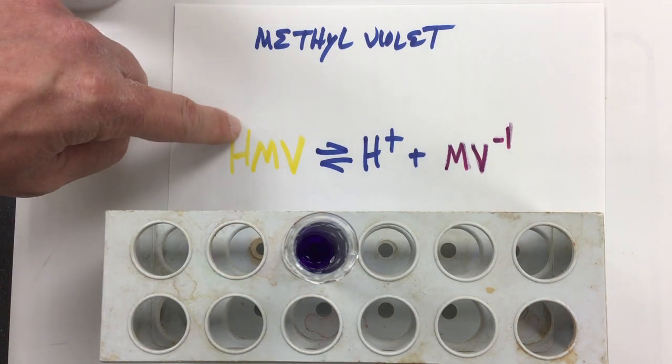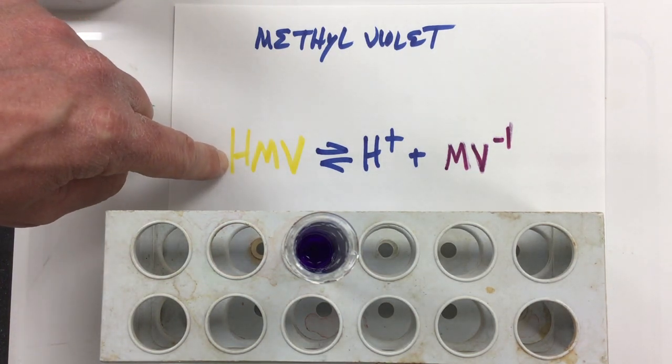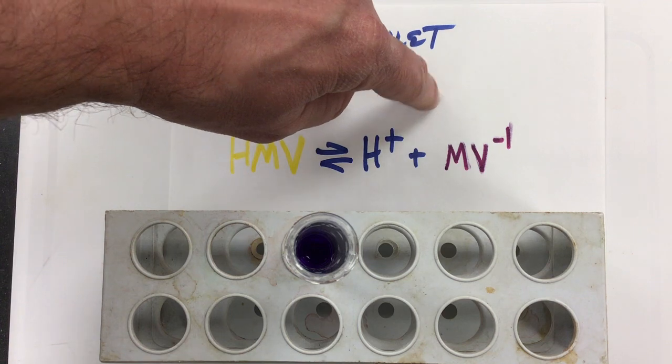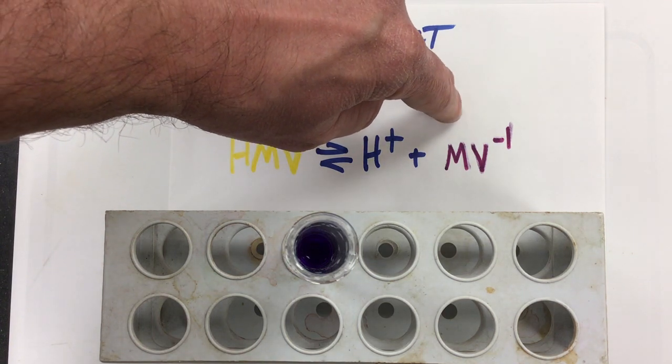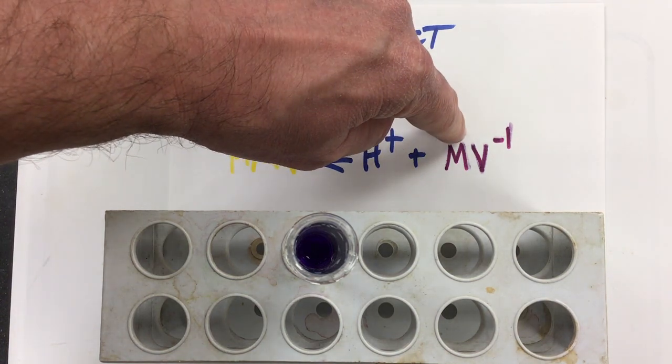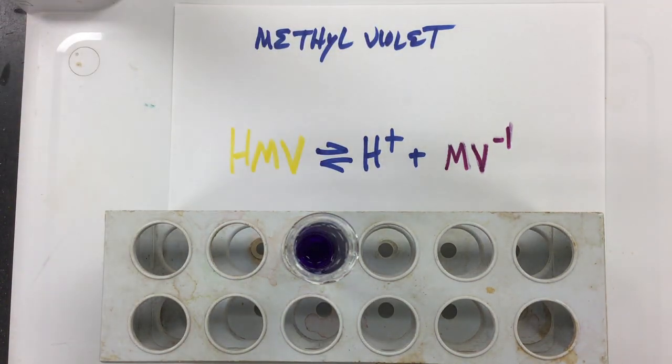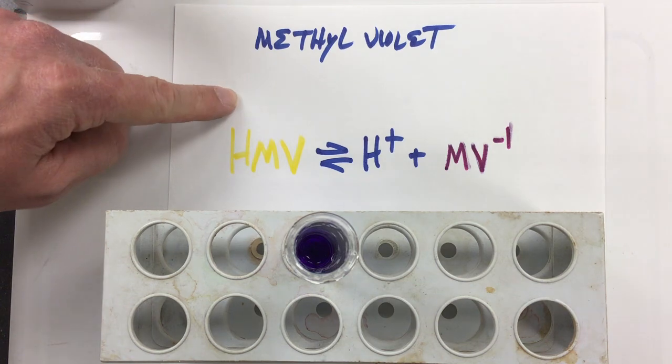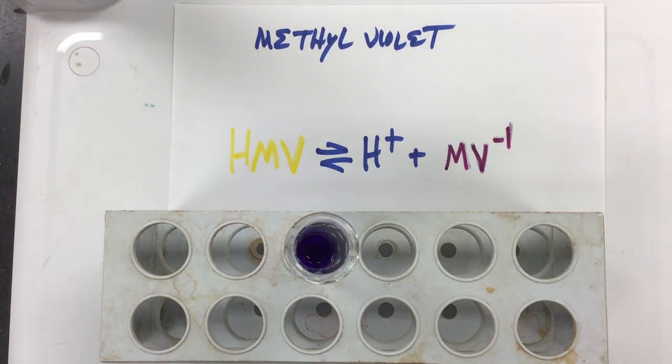We're going to call it HMV over here on the left, and this stuff you can see is yellow, and over here in the dissolved side of things is the MV-1 without the H positive part of things, and that is going to be a purple color. So what's going to happen if I start to mess with this equilibrium? What's going to change if I start shifting it one way or the other by adding or subtracting different substances?